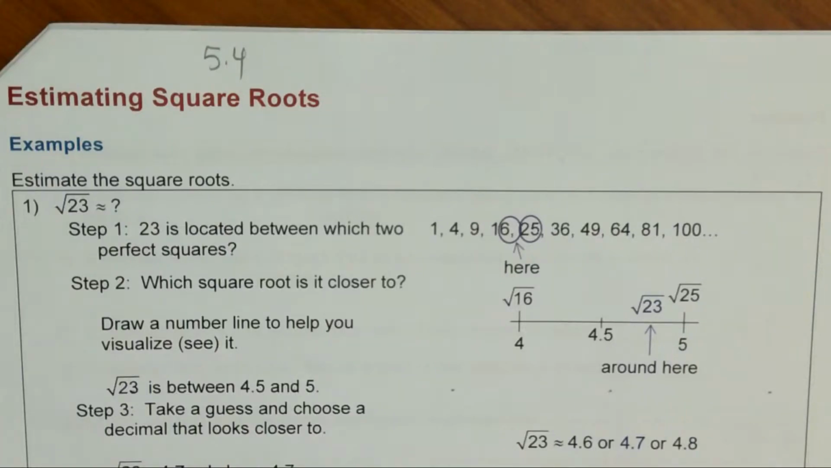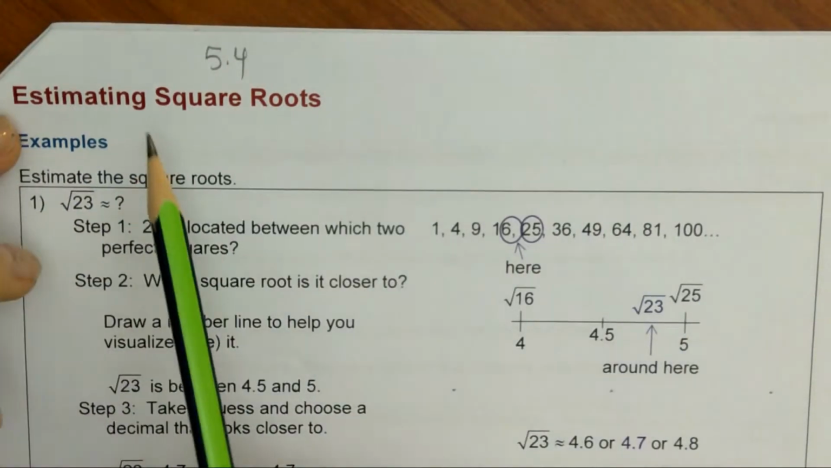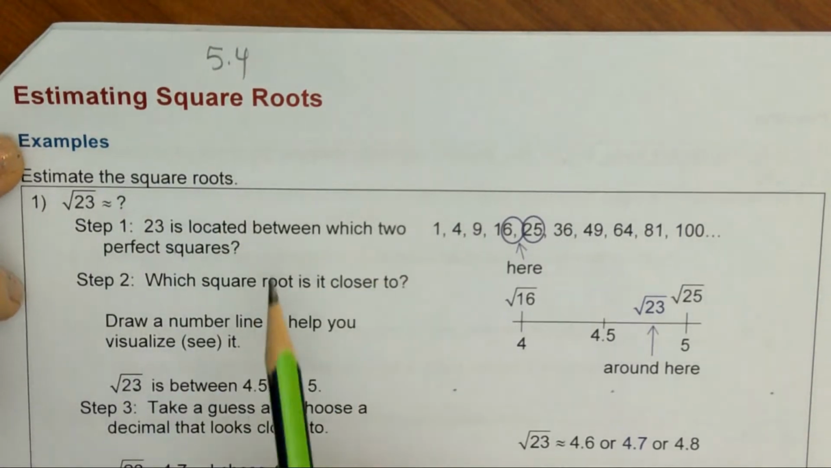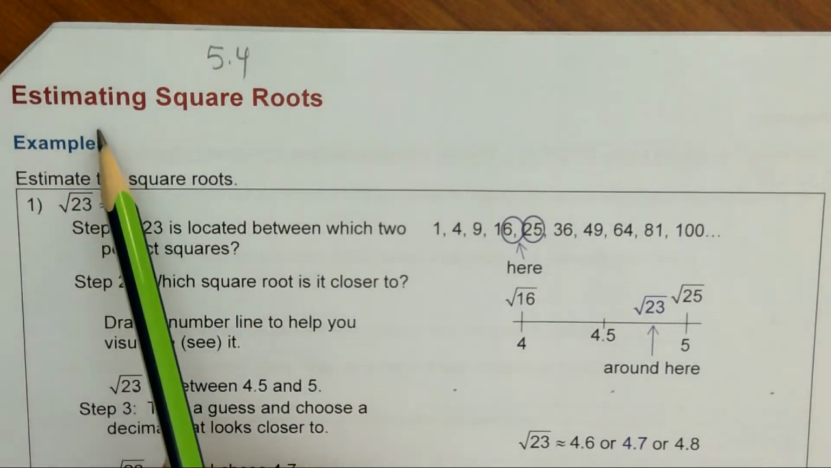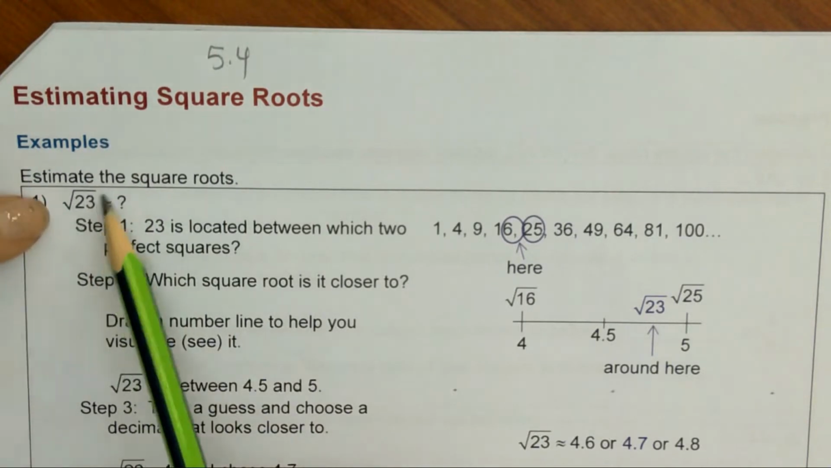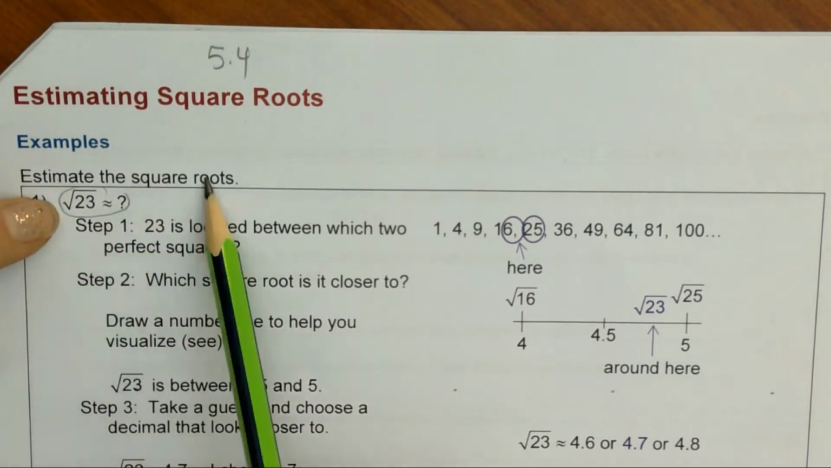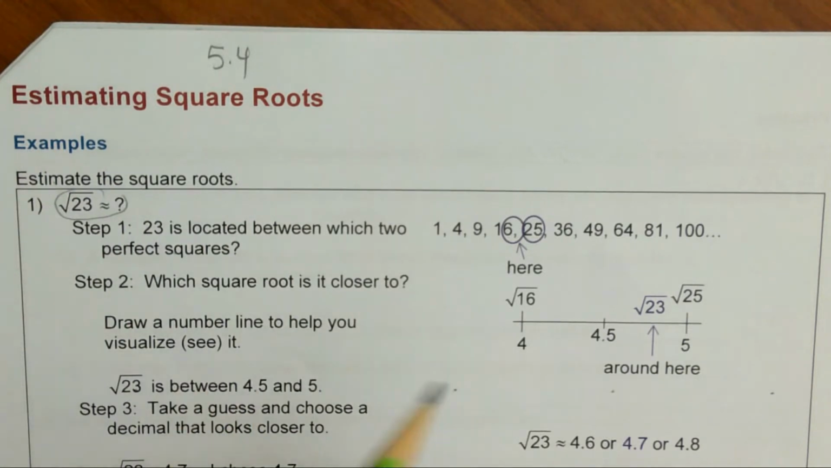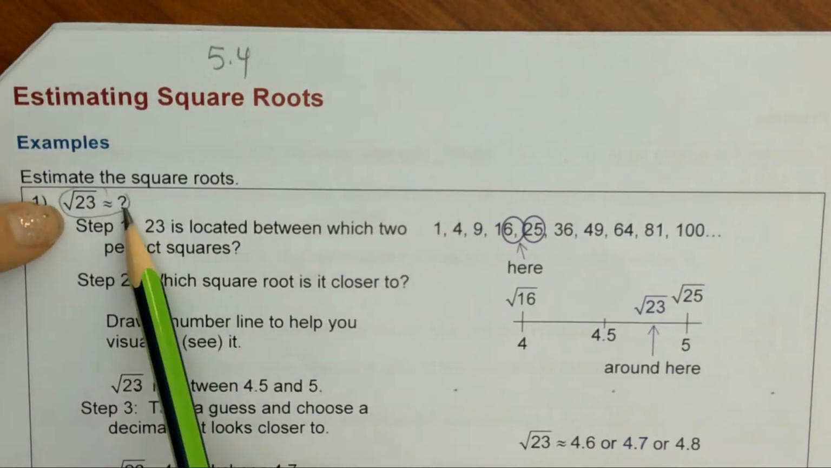Okay, so we're still in book 5.4 and we're estimating square roots. Estimate just means approximately, تقريبا. So we're going to have a square root and we have to estimate, or sort of take an educated guess at what the answer is.